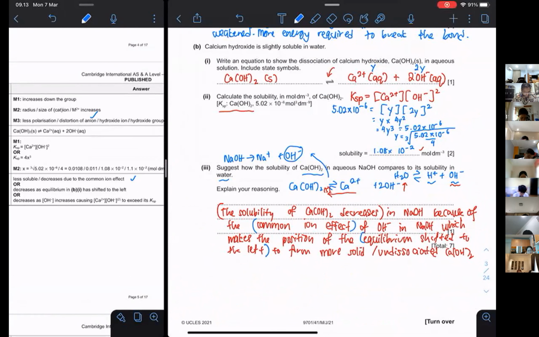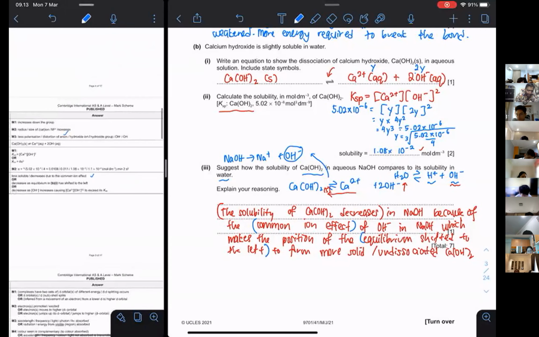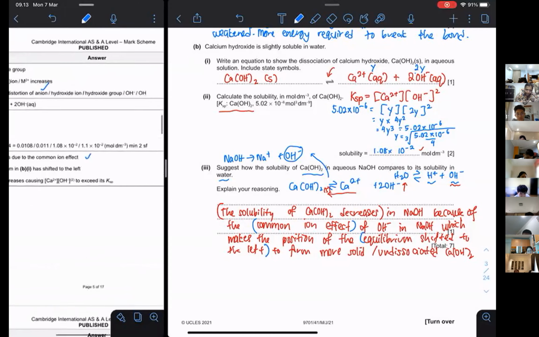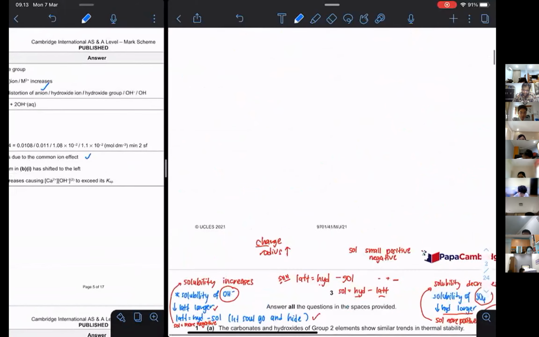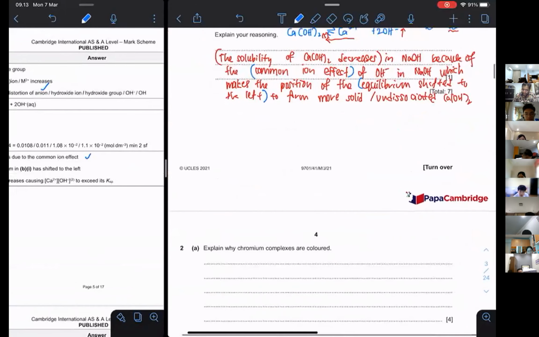And or they say decreases, okay, because OH minus increases, causing the Ca2+ OH minus to exceed Ksp. I didn't mention that, yeah, but that is not compulsory. They say or, yeah. So we did more than what is required also, yeah. So as long as you mention that, okay, you will get the 1 mark. Okay, so total, this is question number 1 done, yeah. So it's going to be total 7 marks.